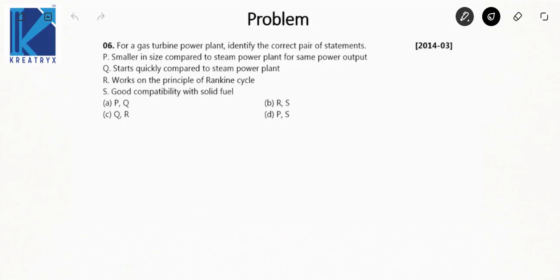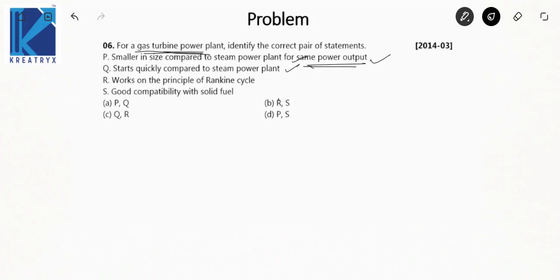Next is, for a gas turbine power plant, identify the correct pair of statements. In these type of questions, try to eliminate the statements. Try to identify those statements that are wrong and you will easily get the right statements. The first statement: smaller in size compared to steam power plant for same power output. It is correct. Second point: starts quickly compared to steam power plant. Yes, it can be started up quickly as well as shut down quickly, like a diesel engine. So it is correct.